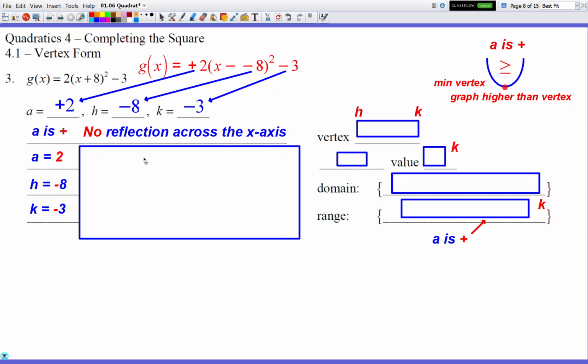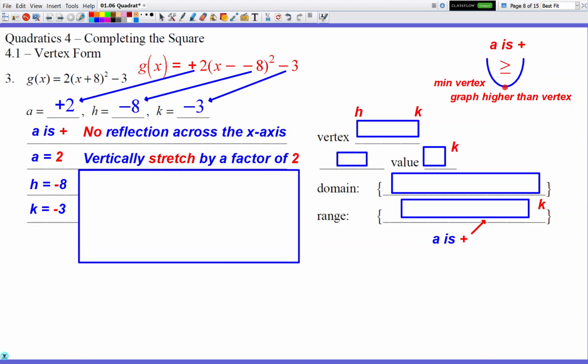And if my answer gets bigger, watch what I write. Vertically stretch. Because getting bigger, you can connect it to the word stretch. If it gets smaller, you can compare it to the word vertically shrinks or shrunk. So multiply by 2, answer gets bigger, vertically stretch. Then you got to remember, by a factor of 2.